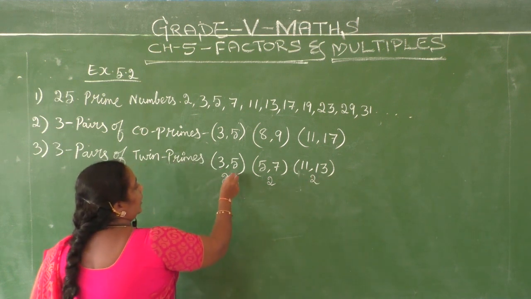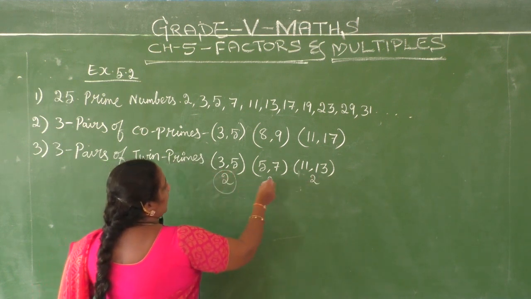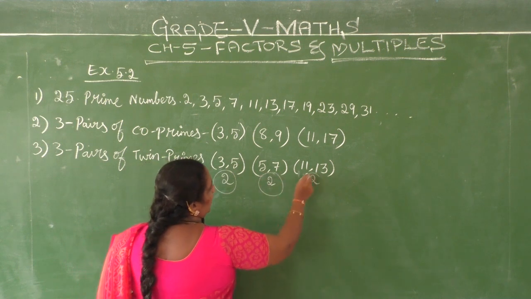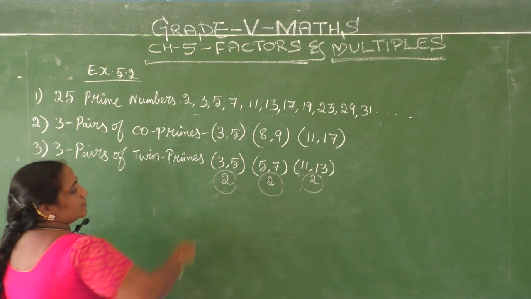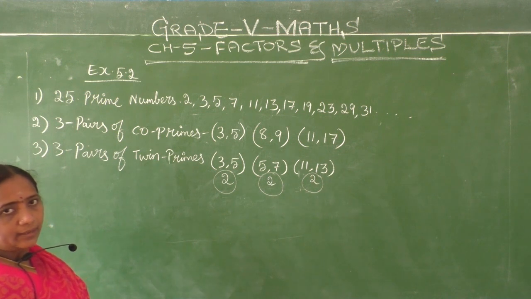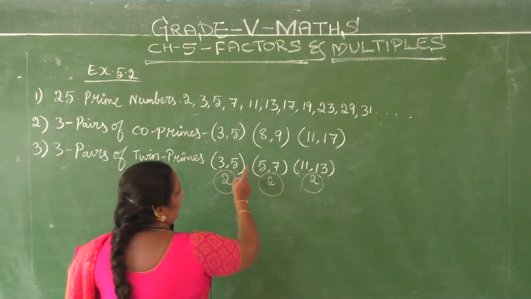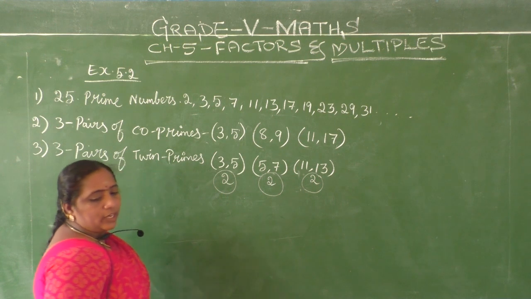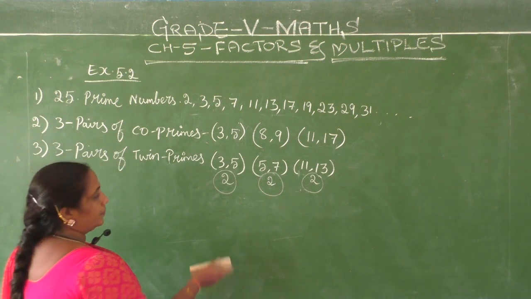Whenever the difference of two primes is 2, we call them twin primes. So 3 and 5, 5 and 7, 11 and 13 are twin primes. Okay?